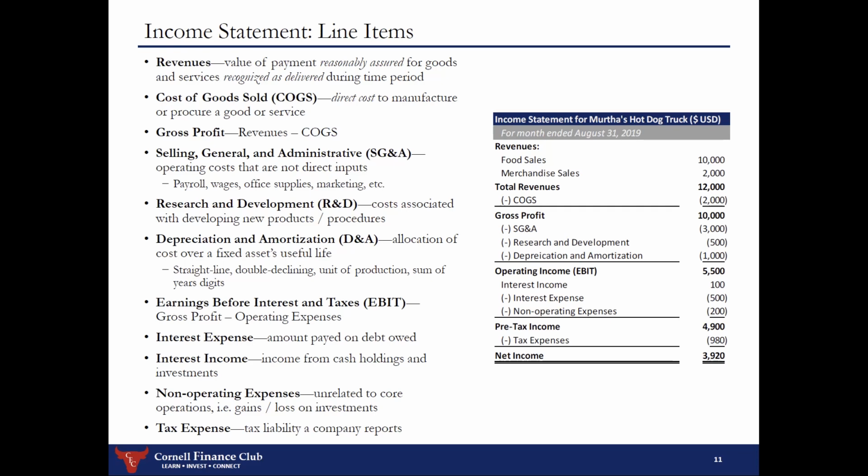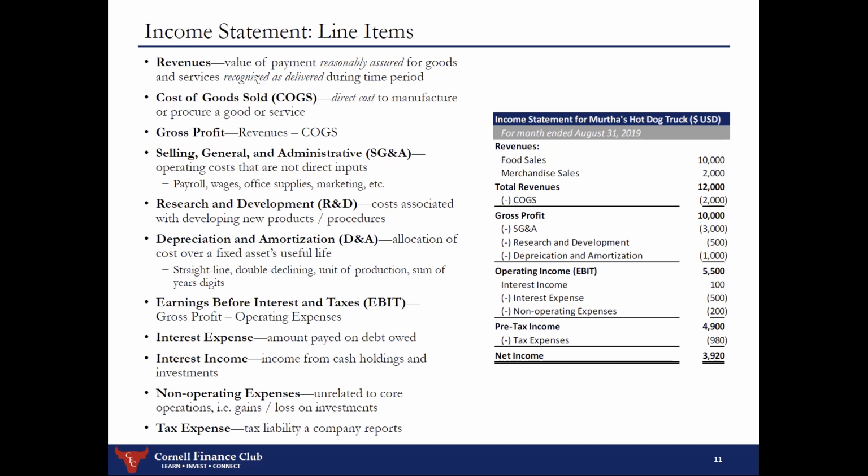Next, you have interest expense, which is the amount paid on debt owed, self-explanatory. Interest income, so income from cash holdings and investments. And then you have non-operating expenses, which are unrelated to core operations, for example, gains and losses on investments. And finally, tax expense, which is the tax liability a company reports.